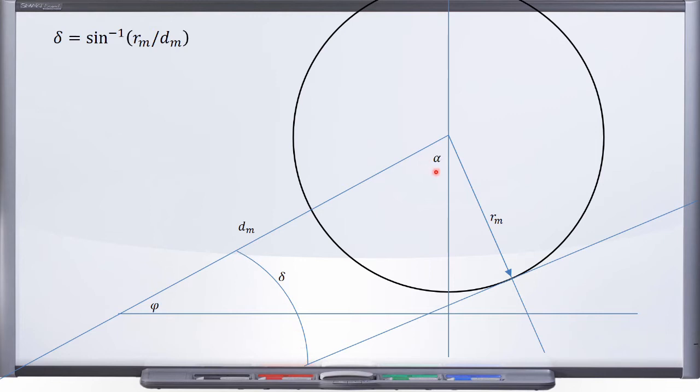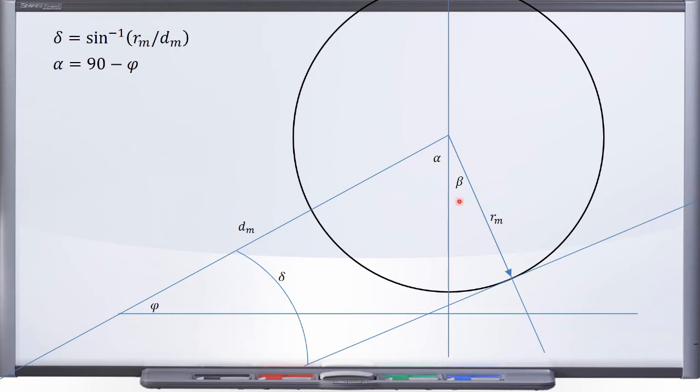Let's call this included angle here alpha. And because this triangle is another right triangle, we can use the fact that this is 90 degrees and this is a known angle phi to say that alpha is 90 minus phi. Alpha is 90 minus phi.